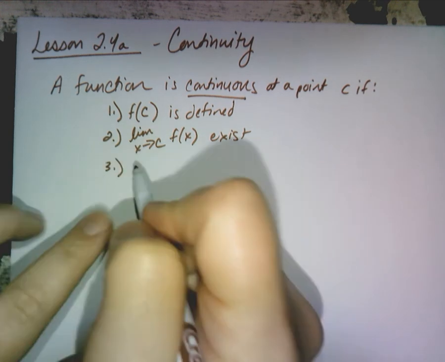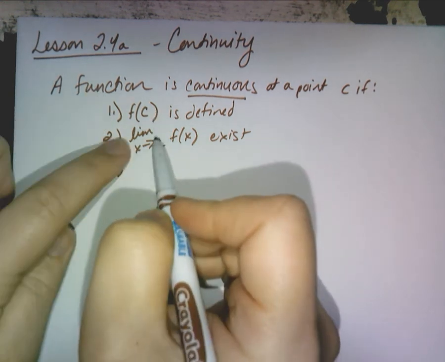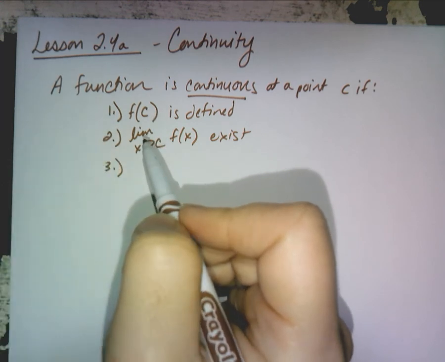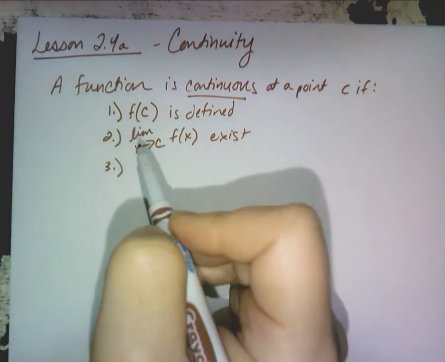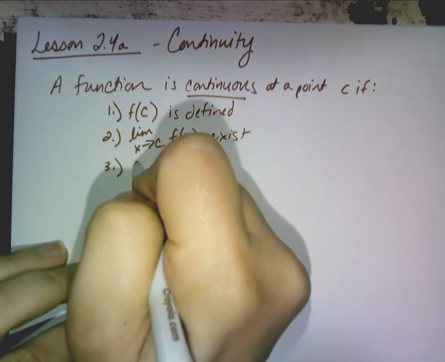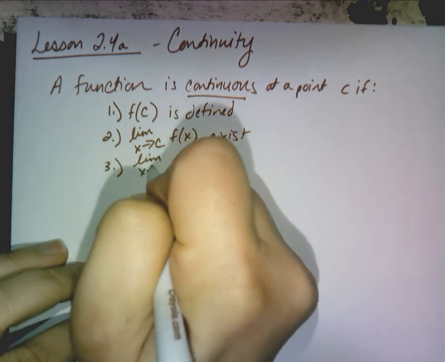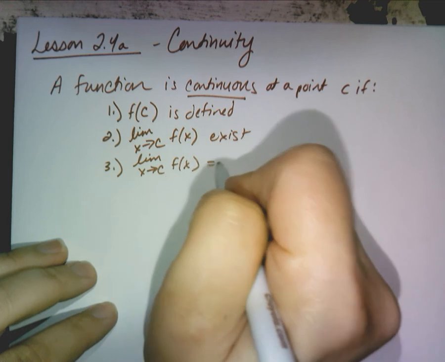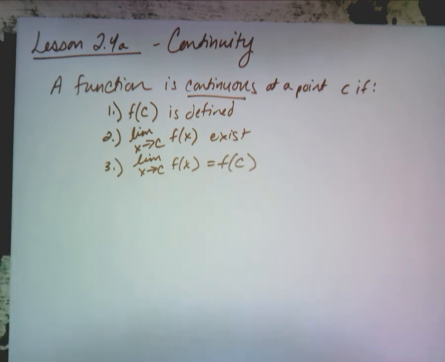Step number 3 is saying that these two have to be the same. So when you plug it in and you get 5, and then you take the limit and you get 5, then it's continuous. So the limit as x approaches c of f of x has to equal whatever you get when you plug it in. These are the 3 rules. Now for all of them, you're not going to have to do these 3 rules. For a few of them, you will. I'll show you some examples in a minute.